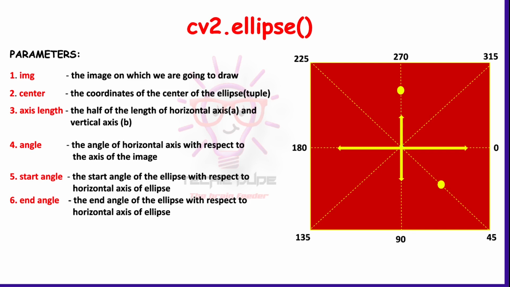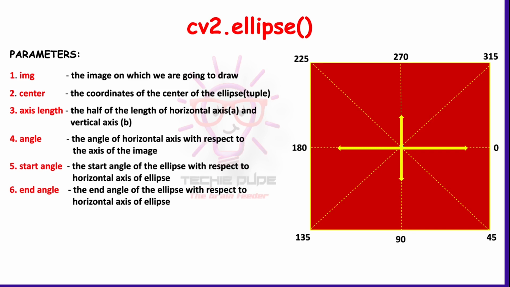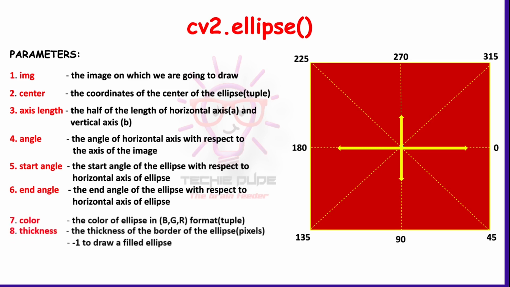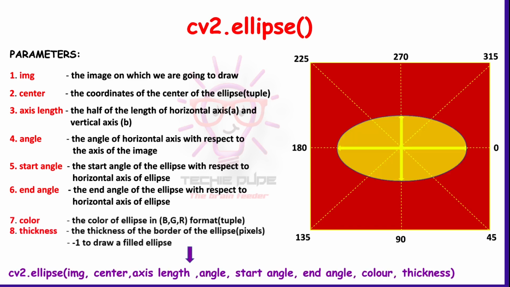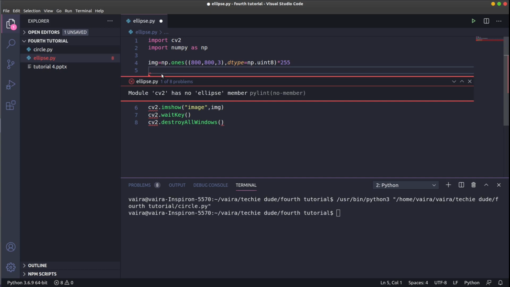And the next two parameters are color and thickness, which is self-explanatory. And when I call cv2.ellipse by passing all these parameters, I will get an output which is similar to this. So this is how a cv2.ellipse function will look like. And now let's look into the programming part of cv2.ellipse.